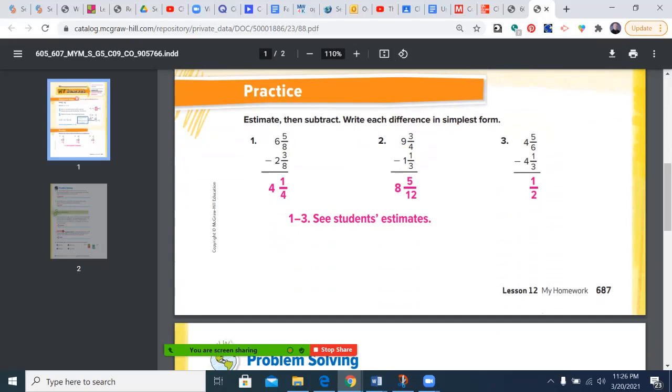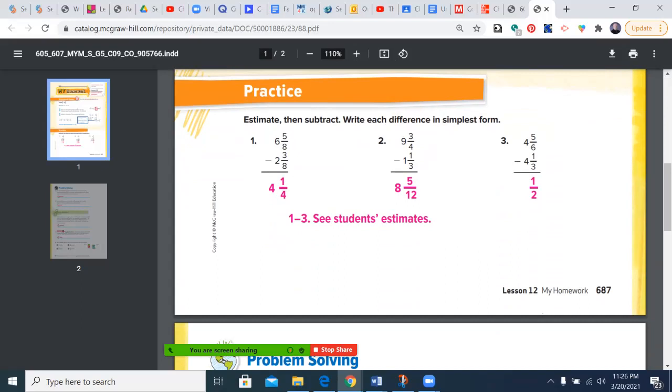Basic plan, we needed to find common denominators. We subtract the numerators without changing the denominator, subtract the whole numbers, and if necessary, we would simplify the fraction piece. That's what simplest form or lowest terms means. So where this would have been 4 and 2/8, we'd simplify it to 4 1/4.